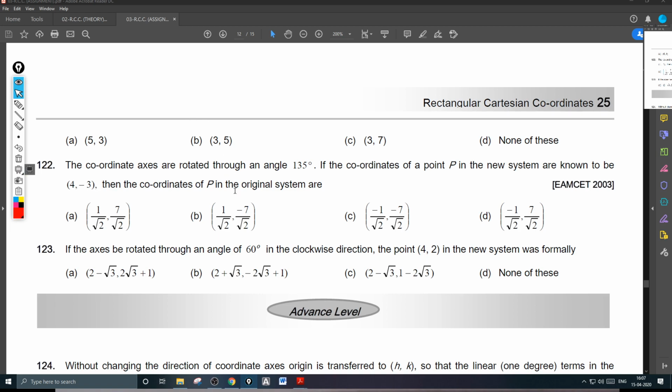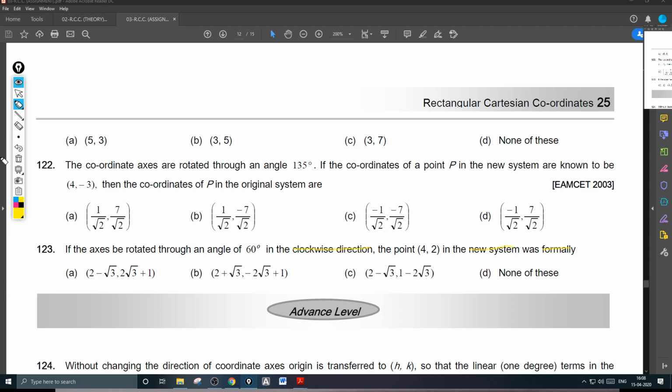Let's understand the question. It is given that it is rotated in the clockwise direction. Clockwise direction is always to be taken negative. (4, 2) is in the new system. Don't forget that the new system point is given here. Formerly means old point or original point.